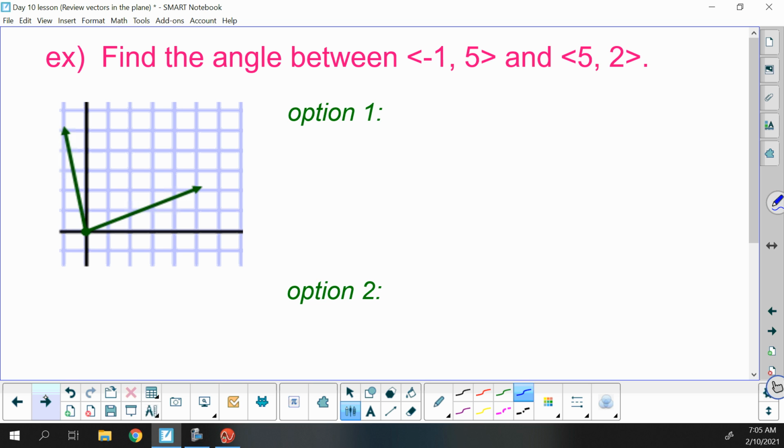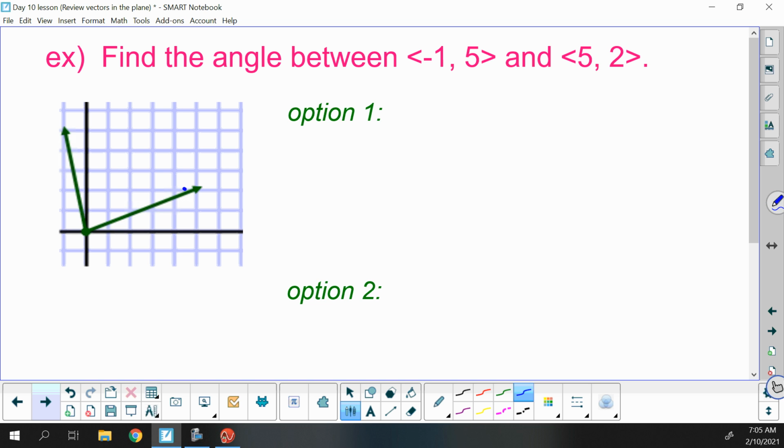So over on the next page, we're going to find the angle between the vectors. So negative 1, 5 is this one here on the left, because you went left 1 and up 5, and 5, 2 is the one on the right. So we're actually going to show you 3 options, even though it only says 2 options there.